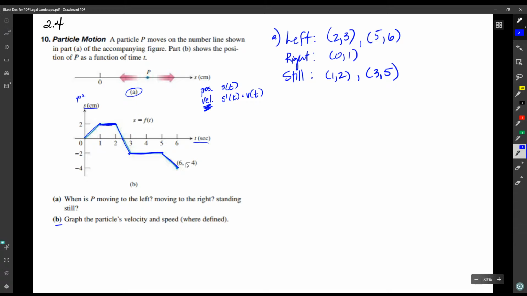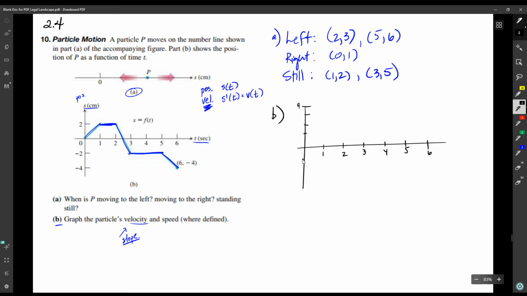Let's answer part B now. Graph the particle's velocity and graph its speed where it's defined. So we've talked about the particle's velocity. We know that means the slope. And we can do that here if we just do a little sketch. I'm going to put part B. I'm going to sketch myself an axis. Let's go 1, 2, 3, 4, 5, 6. And let's see, 1, 2, 3, 4, and 1, 2, 3, 4. That's negative. And then this will be velocity now.